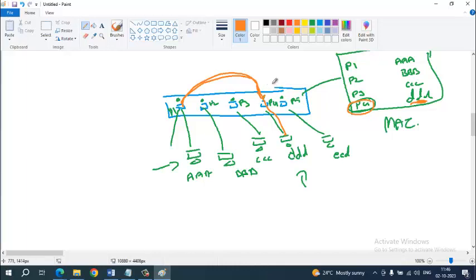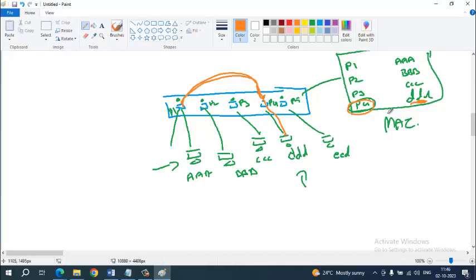Additionally, sir, this bridge has the intelligence to learn the MAC address from the packets, correct? Yes. When the packet enters, the source MAC address is learned into the MAC table.